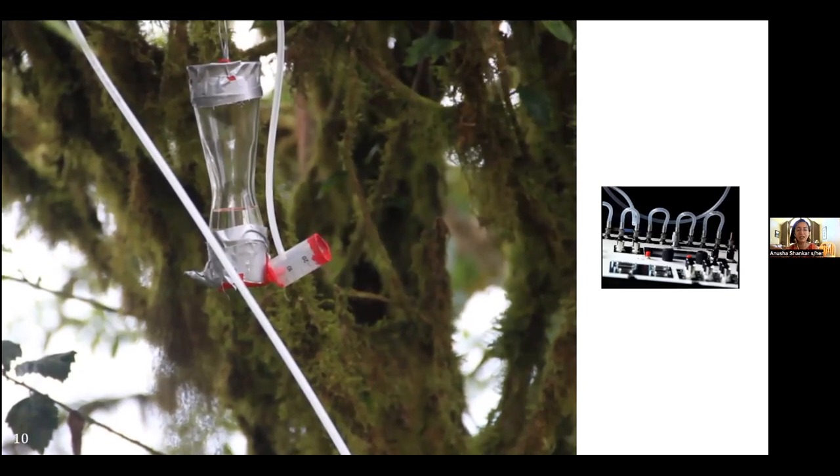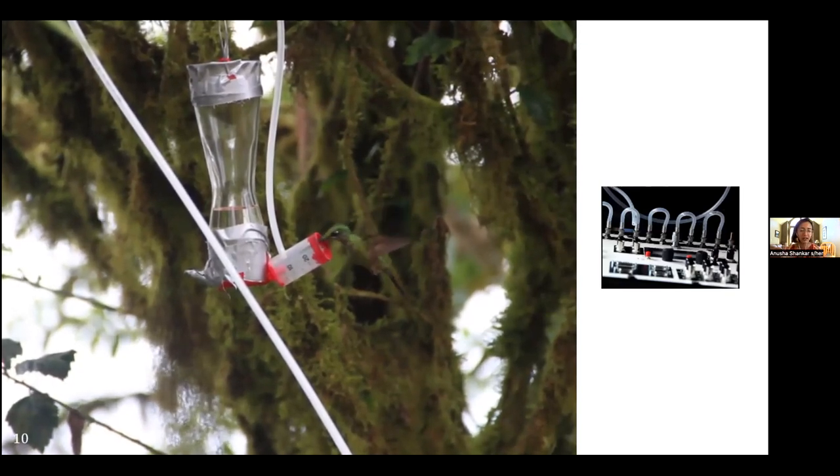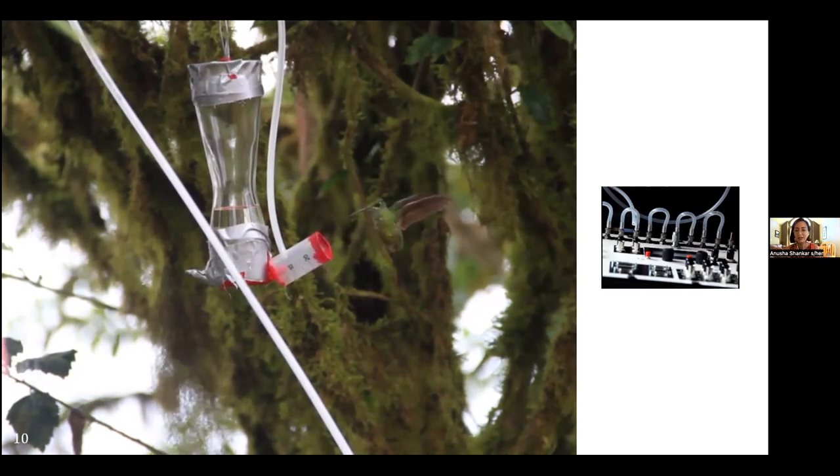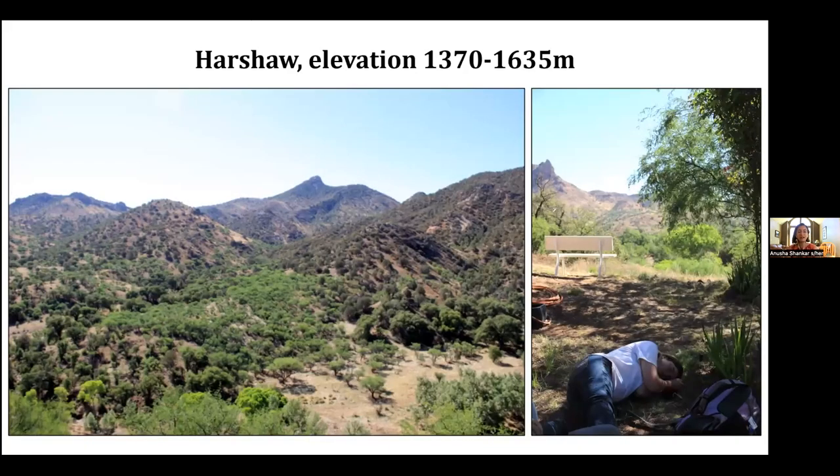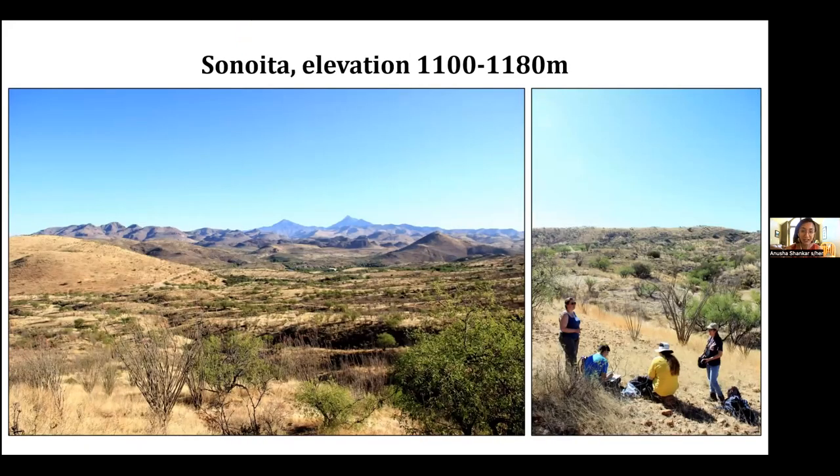Another method we use to break that down and to look at individual activities and how much energy they cost is a respirometry system, which measures the oxygen and carbon dioxide in a bird's breath. So this bird is hovering out in the field. We don't even have to catch it, and we can measure how much energy it takes to hover. This is one of my field sites in Arizona. It's called Harshaw Creek, and it's vegetationally diverse, elevationally diverse, and has some shade for students and hummingbirds to take some rest from the heat. And this is another site close by called Sonoita Creek, which is much more flat, hot, dry, and less vegetationally and elevationally diverse. So we studied how much daily energy expenditure varies between these two sites.